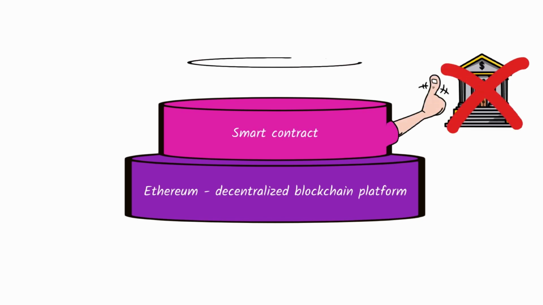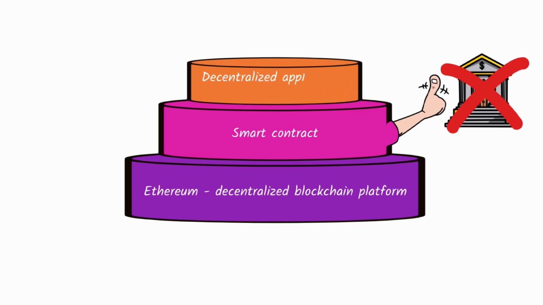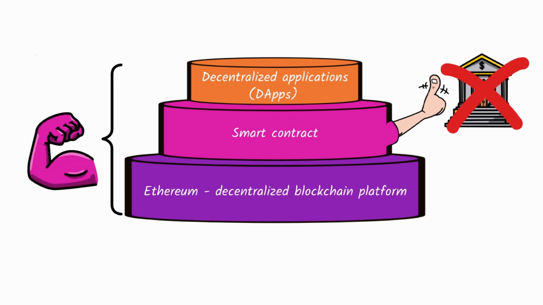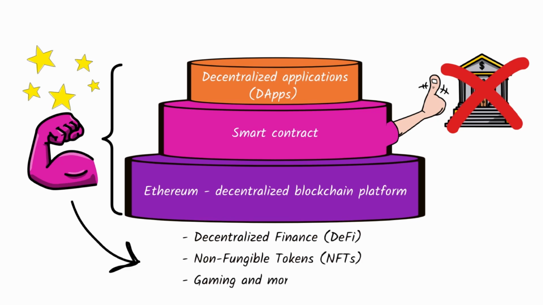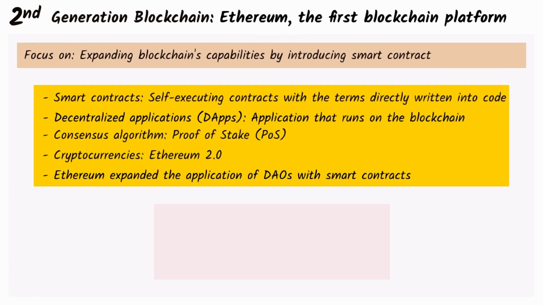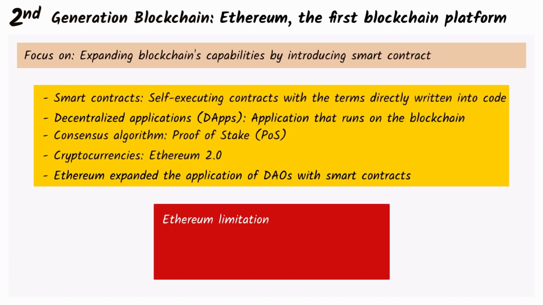This allows for a wide range of decentralized applications, dApps, to be built and run on the Ethereum network, making it a versatile and powerful tool in the blockchain space. This opened up possibilities in decentralized finance, DeFi, non-fungible tokens, NFTs, gaming, and more. But Ethereum has limitations, such as scalability, as it faces challenges with transaction throughput.